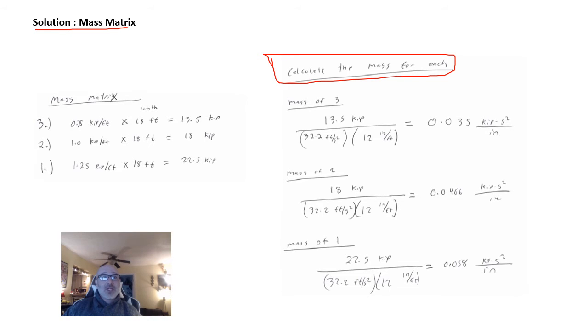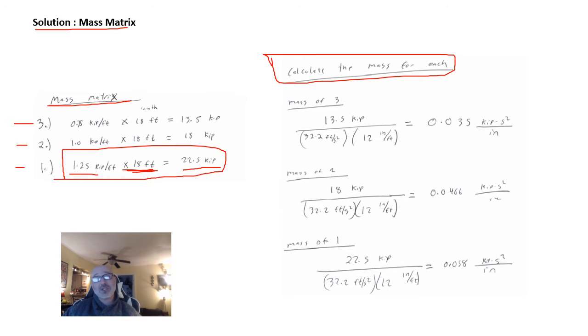Well, I have my mass matrix here for each of those levels, 1, 2, and 3, for each of those girders. For the first one, this is equal to 1.25 kip per feet, but it's 18 feet long. That's the width between the two columns, the width of that girder. So 1.25 times my 18 feet gives me 22.5. But pay attention to your units. This is in kip. Then for the second level, I have 1 times 18 feet, which is 18 kip.